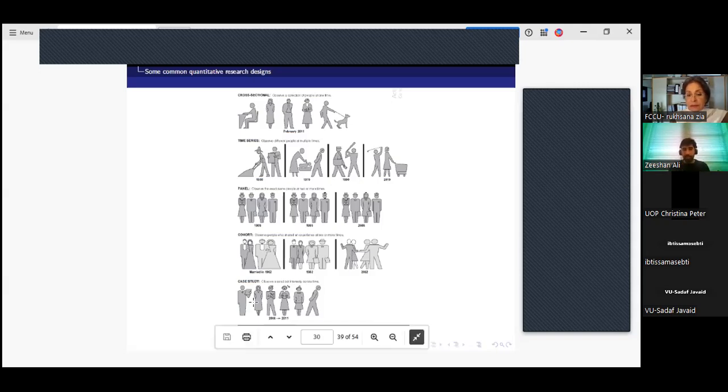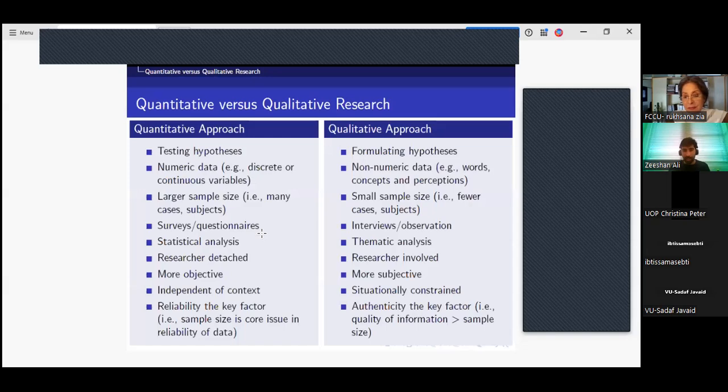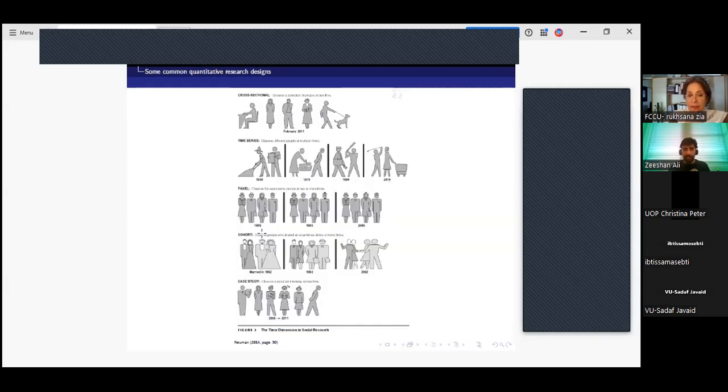So this case study, which is listed here, is mostly related to qualitative research. But apart from that, the rest of these four designs constitute quantitative research designs. So these are the simple designs that I wanted to talk about in that section of the presentation. If anyone has any questions, then maybe we can move on.